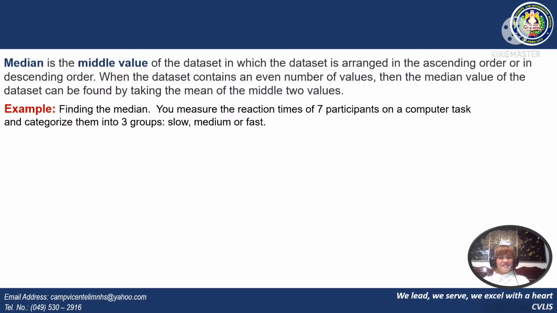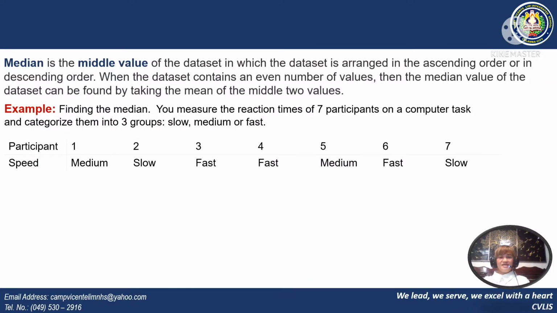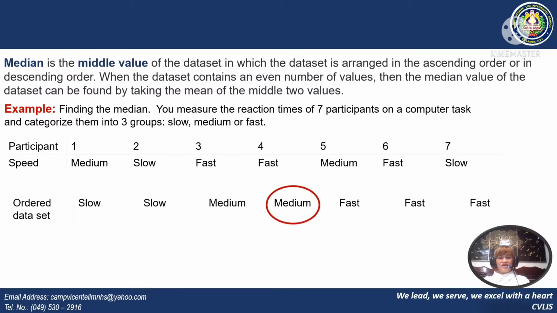In this example, you have to measure the reaction times of 7 participants on a computer task and categorize them into 3 groups: slow, medium, or fast. In this diagram, as you can see, we have the speed of medium, slow, fast, fast, medium, fast, and slow. We have to arrange them all. So we have an ordered data set of slow, slow, medium, medium, fast, fast, and fast. So the median is medium.